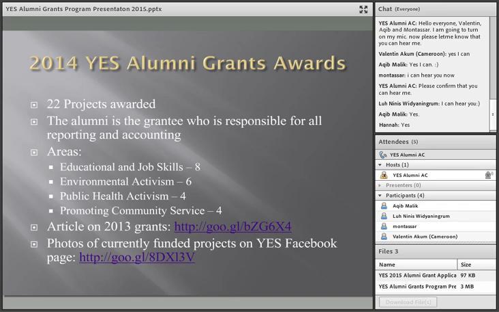If you take a look at this article, you'll see an article at the end of the 2013 grants program. Actually, there were 13 grants in that program. And if you want to just take a look at photos, there are photos on the YES Facebook page, Youth Exchange and Study. And you'll find albums on 2013 grants, 2014 grants, something called TLT grants. So you'll get a sense of the grants that your fellow alumni are doing.